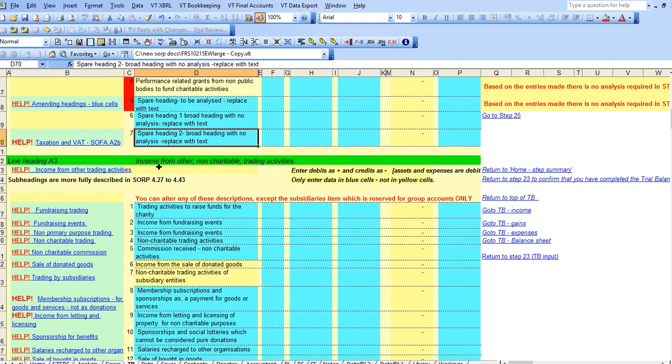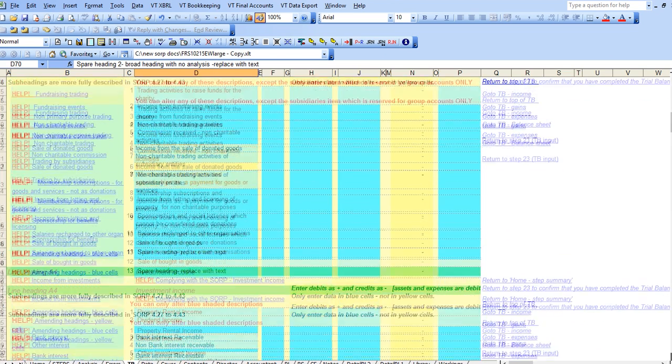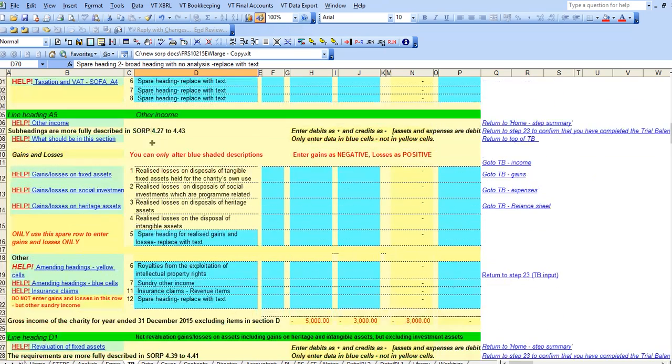Income from other non-charitable trading activities. These are things that can give rise to taxation on charities and in fact can cause the loss of charitable exemptions. So it's very important to get these categories right. And again, you can change the headings in the blue boxes. Investment income, various headings there. Some are compulsory, some are flexible, and you can change them. Other income, these are things that don't fall into any other category, and again there are spare headings there. Again, there's guidance in the help files.